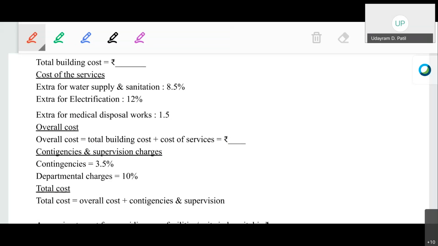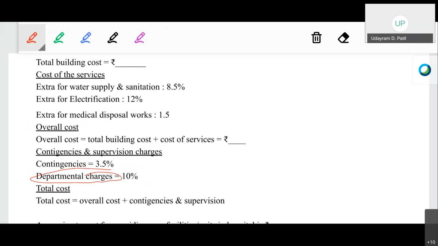OK, as I said, the departmental charges will be treated as the supervision charges. So for the supervision charges, the percentage will be taken on the overall cost. Therefore, for the departmental charges again, we are going to take the percentage on the overall cost. OK, overall cost is different than the total cost. Remember that. Some people take the overall cost, some people take the total cost.